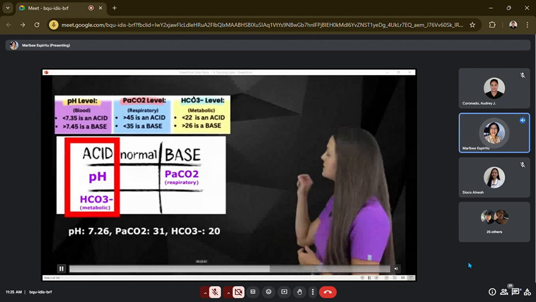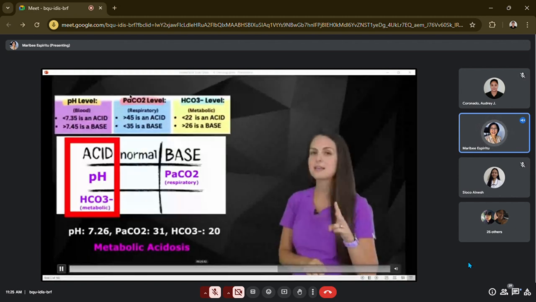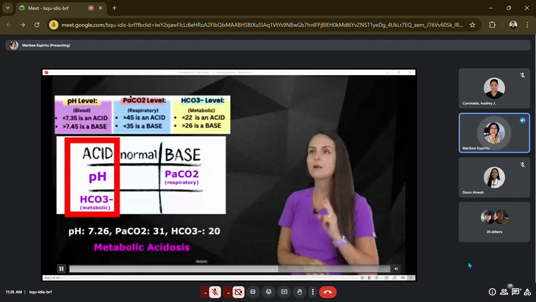Now we need to determine what compensation is going on. We know this is not full compensation because, as I said before, we do have a vertical 3 in a row, plus our pH is abnormal. Our pH would have to be normal for it to be full compensation. So we'll forget about that. It's either uncompensated or compensated. So we need to further look at the system that isn't causing our imbalance. The system causing the imbalance is the metabolic system.